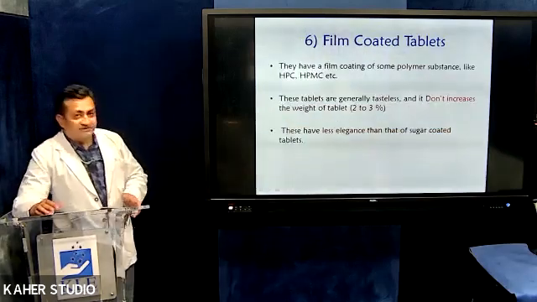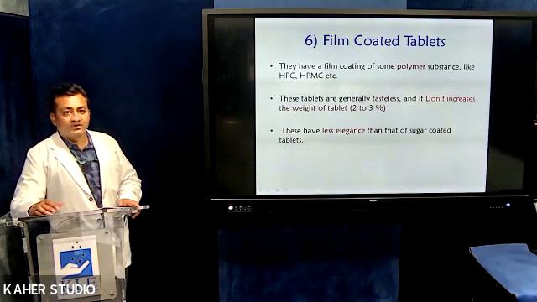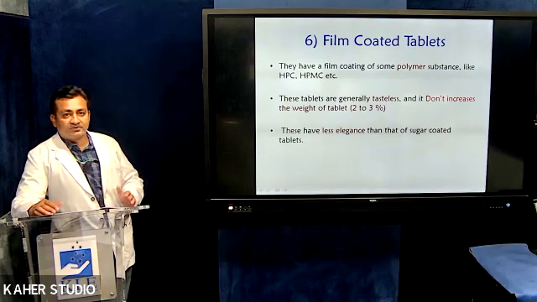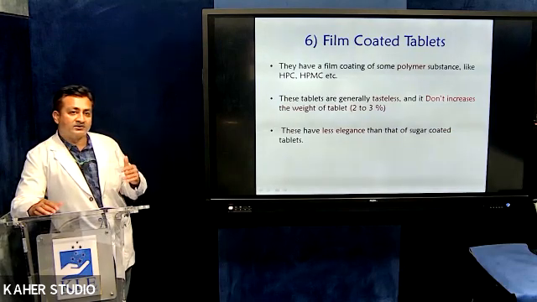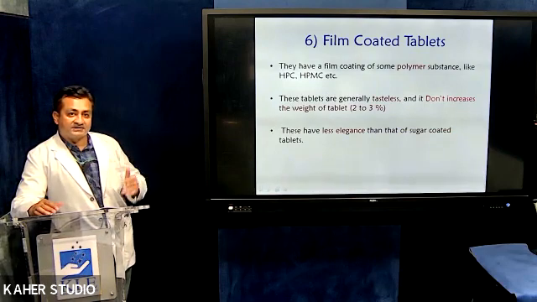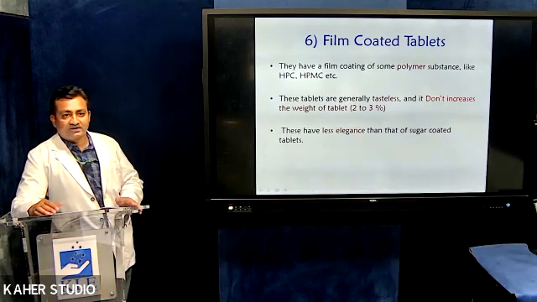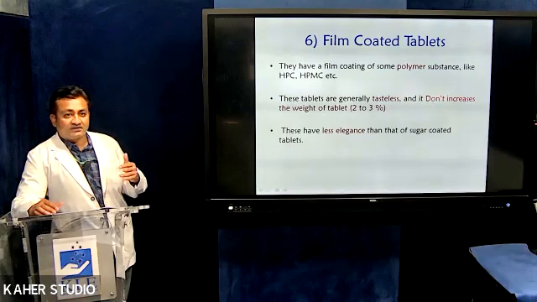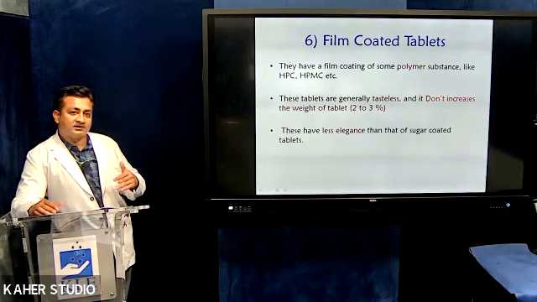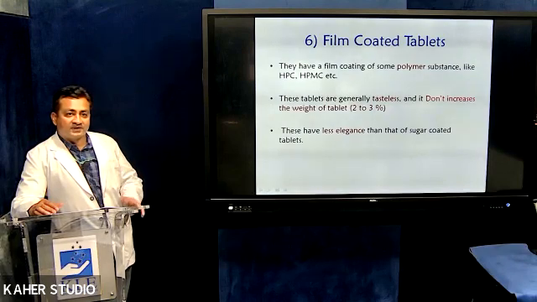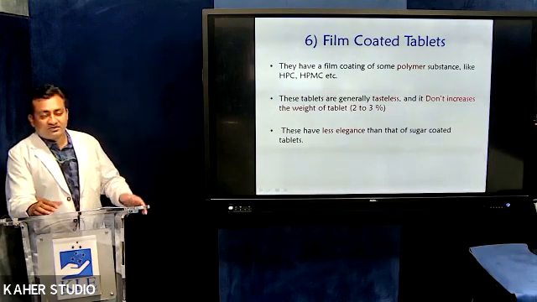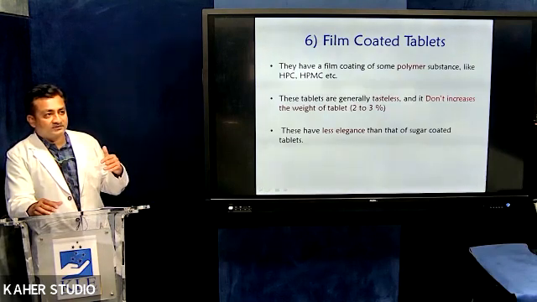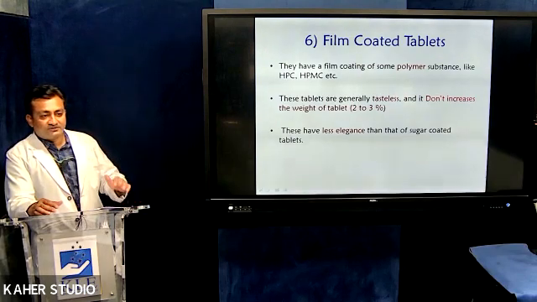And then film coating tablets, they have a film coating of some polymers. A film coating solution is prepared, and that film coating solution contains the polymer, solvent, colors, and plasticizers. The composition is sprayed on the tablet, and generally film coating is used to manufacture functional tablets such as sustained release tablets. These tablets are generally tasteless because of the coating and do not increase the weight of the tablet. Generally, only a thin layer of the polymer is coated on the tablet.